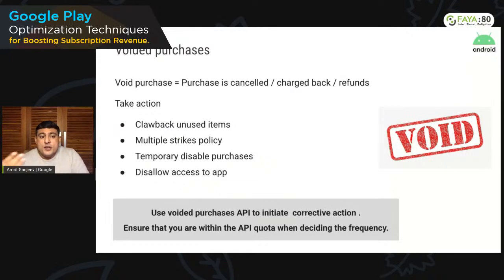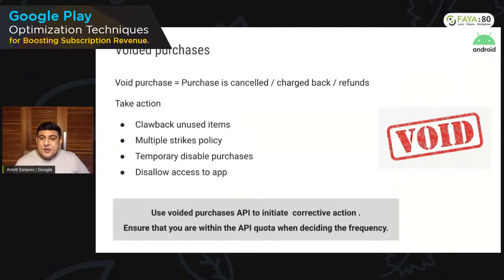You can use a multiple strikes policy, which is basically where if a person is using this methodology to fool you or the system too many times, trying to work around the system, you can bar them temporarily, or permanently disable purchases for that user. You could do things like that, or disallow access to the app itself. So in one of those cases, you can actually get your app to react to that, and use the void purchase API to check before taking the corrective action.